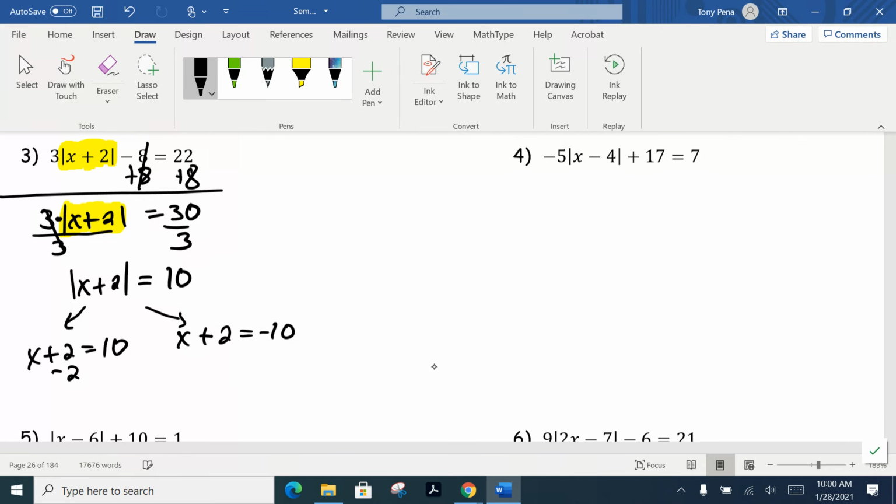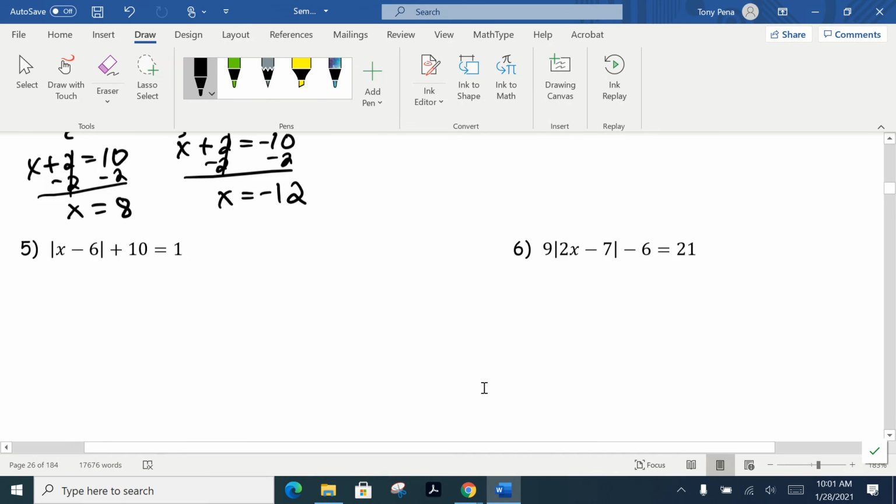Each of those very simple to solve, I would hope. So these will cancel. So one answer is 8. Subtract our 2 here. And the other answer is negative 12. How many do I have here? 8.